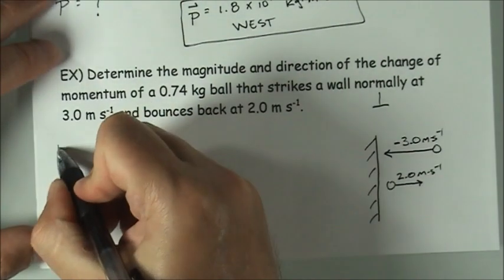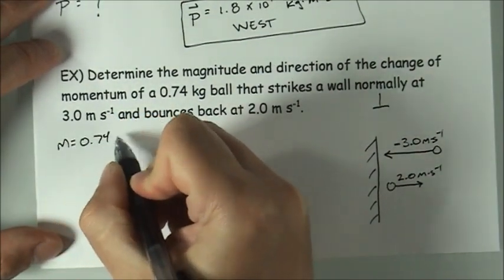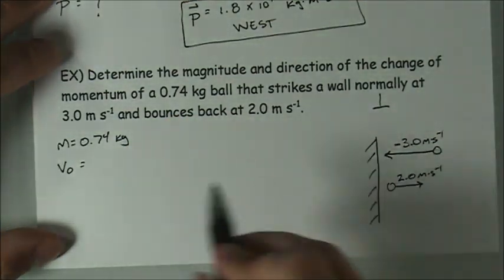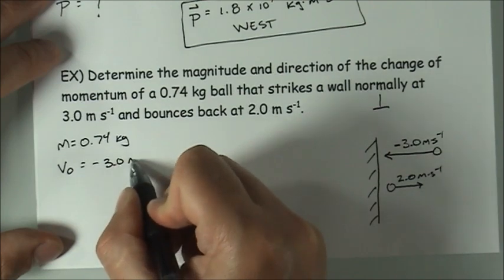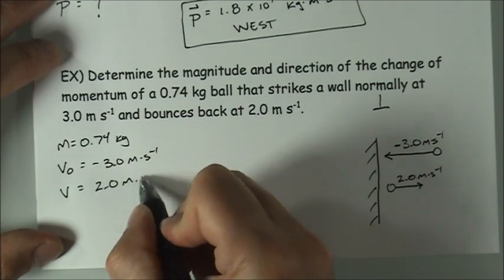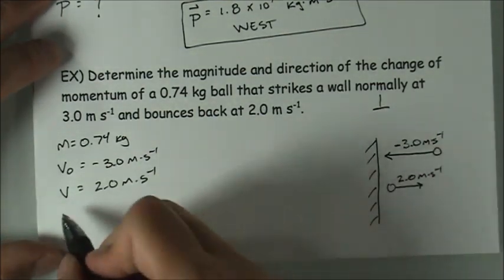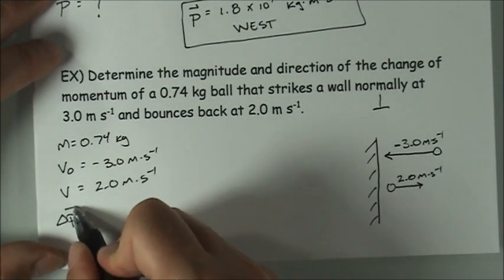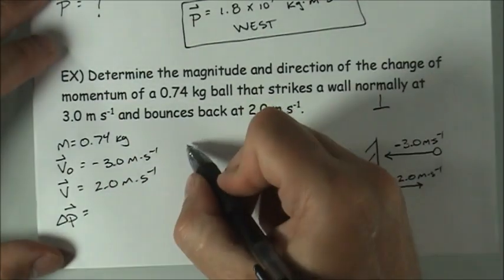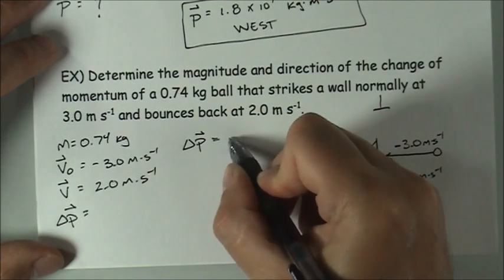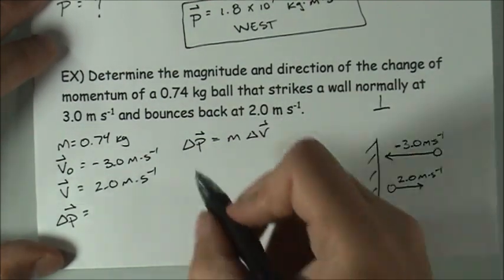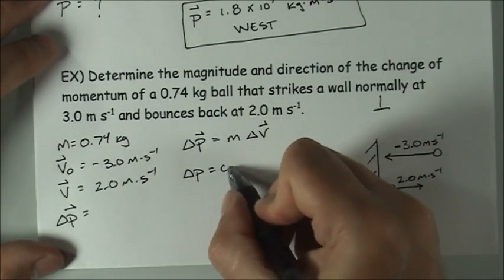So in this case, the mass of the ball is 0.74 kilograms. The initial velocity is -3, and the final velocity is 2. And we are being asked for delta P. So the formula is pretty straightforward. Delta P is equal to m delta V. And we can calculate that.